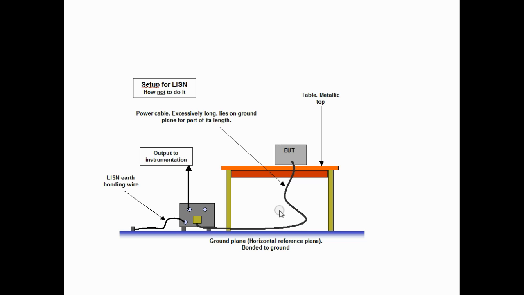This is an example of how not to do it. We do not need a ground plane on the tabletop. The table should not be metallic in any way. The cable should not be excessively long, and the LISN needs to be bolted to the ground plane. If we do the bonding via a bonding wire, at the frequencies of interest, this wire will present high impedance and therefore is quite unsatisfactory.